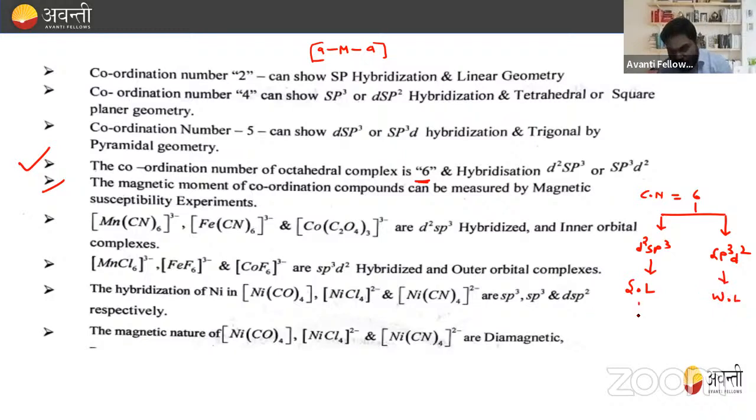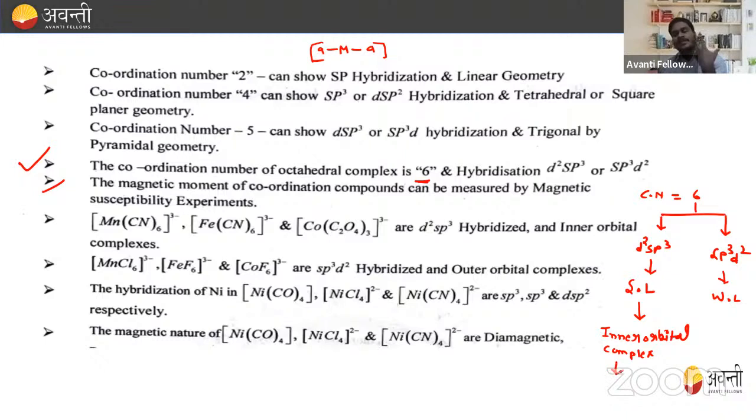Now, if strong ligands are present and the hybridization is d2sp3, then it is known as an inner orbital complex. Why, beta, is it known as an inner orbital complex? Tell me. Because in this only the inner 3d orbitals take part in hybridization. Whereas in case of sp3d2, the 4d, that is the outer d orbitals, come into the picture and participate in the hybridization formation. So that's why those are called outer orbital complexes.